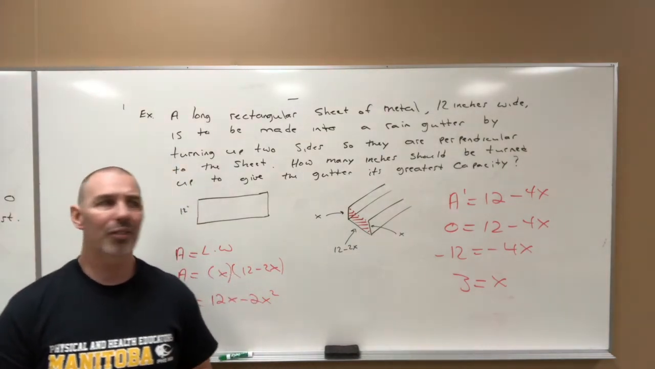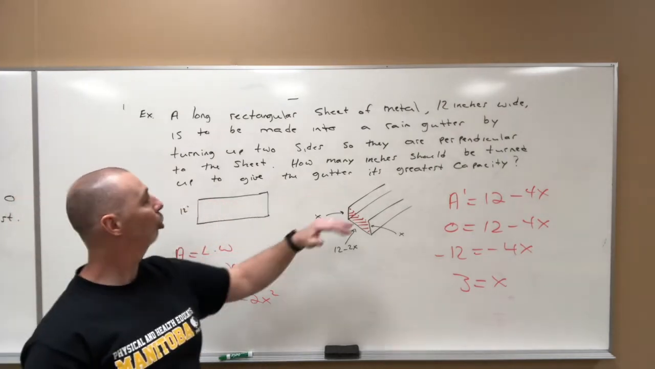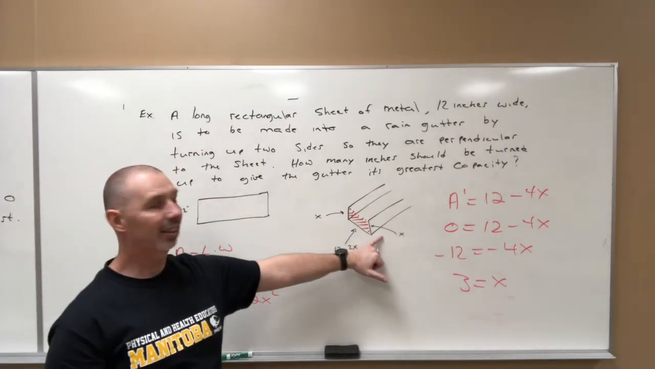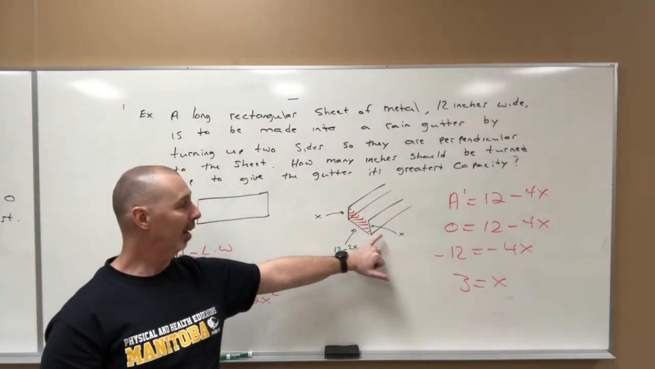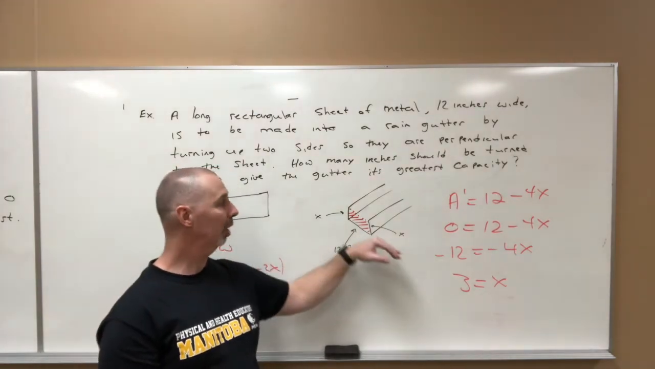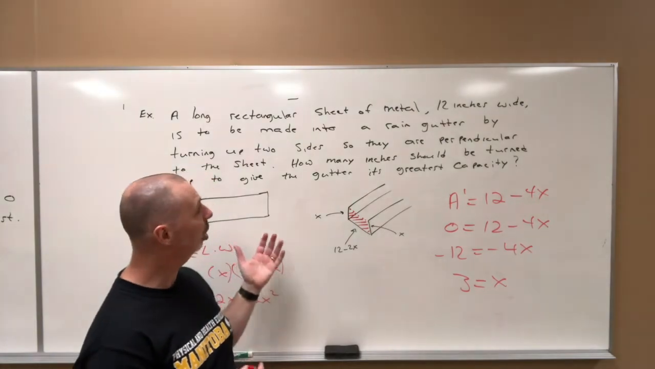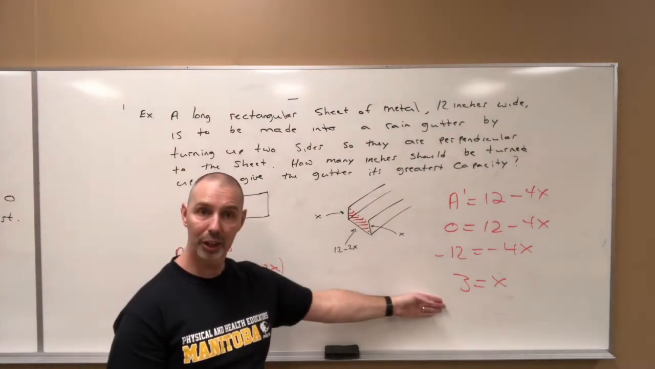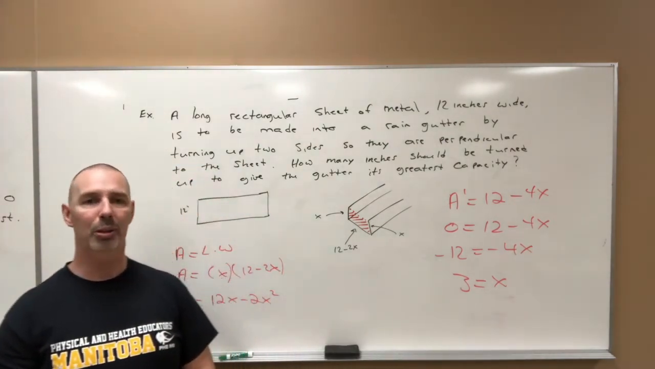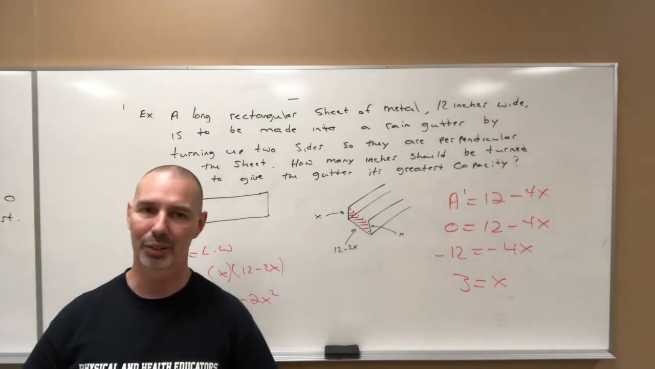But it's x that we want to find, right? The question is asking us how many inches should be turned up. Well, it was x that we turned up, okay? When x is 3, that will give us a maximum area, which will be the maximum capacity. So in answer to the question, how many inches should be turned up? 3 inches on each side should be turned up to maximize the capacity of this gutter.